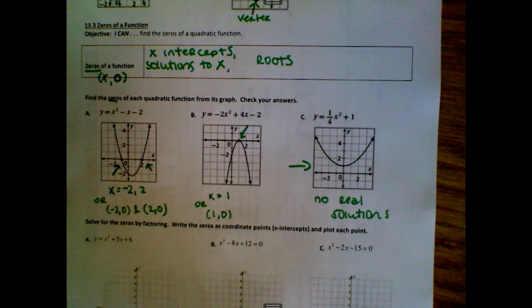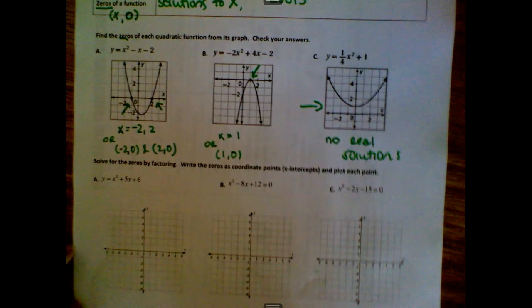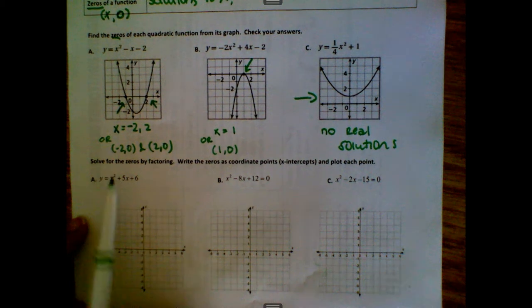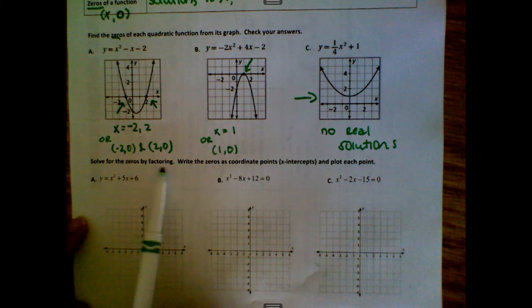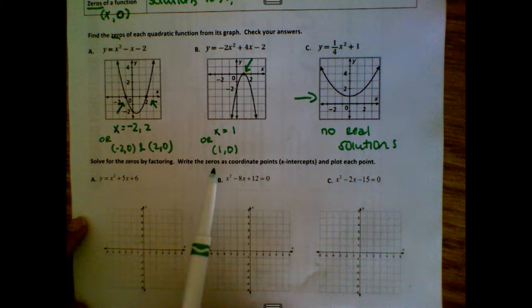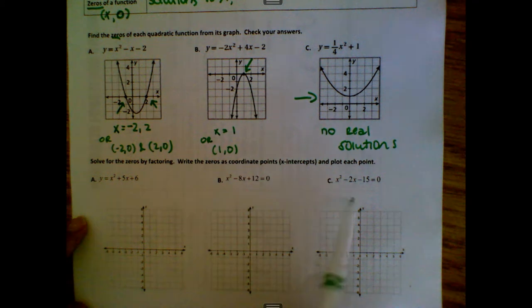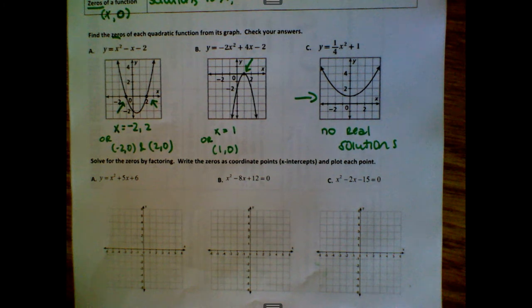Now we're going to wrap together the whole idea of quadratics and factoring. So we are going to solve for the zeros by factoring. Write the zeros as a coordinate point, and then we're going to plot them. So we know how to factor each of these. So real quick, I want you to take a moment and I want you to factor all of these.